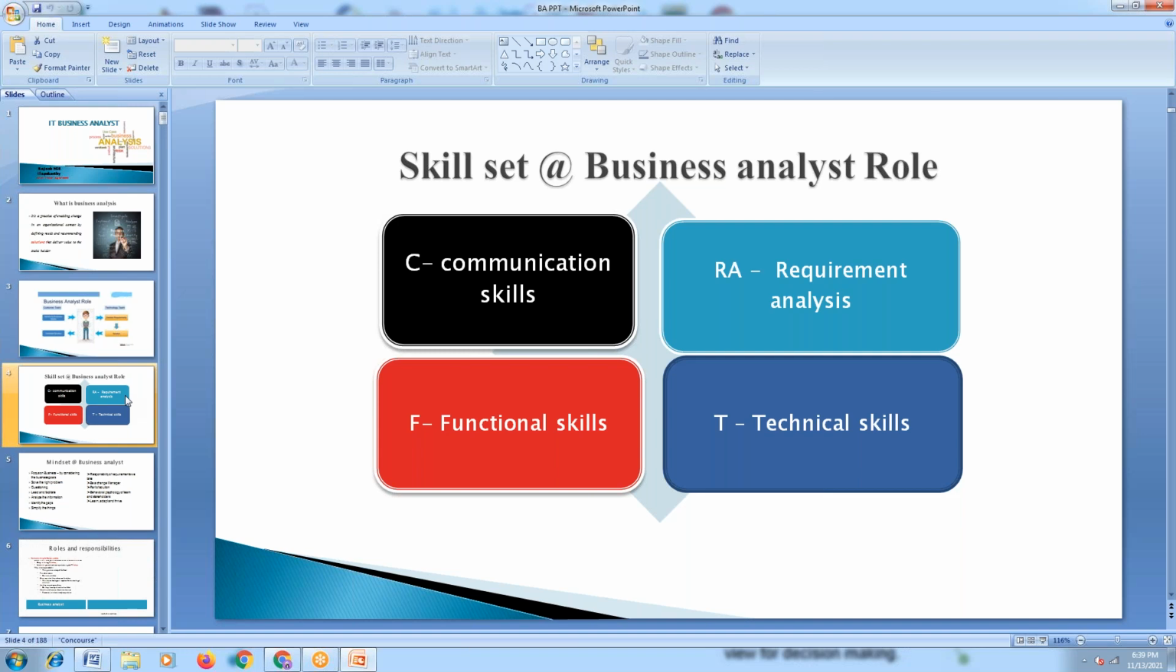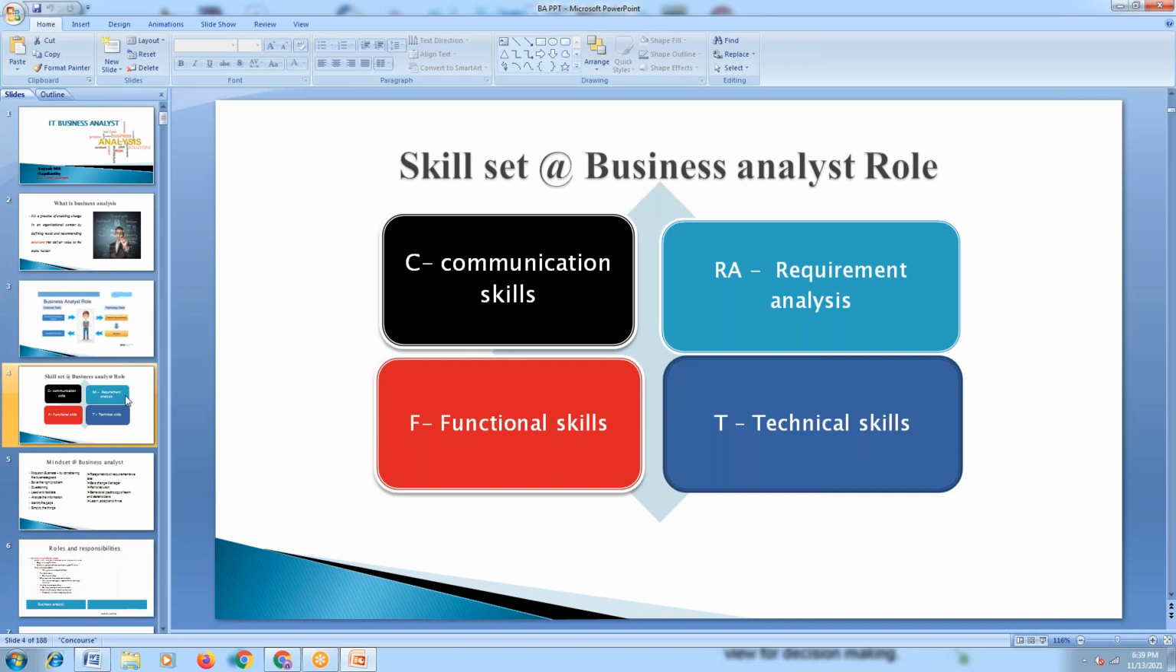So communication is not only verbal communication, but it must be written communication followed by listening skills as well. Understood? Clear? Listening skills as well. This is what communication skills generally stands for.